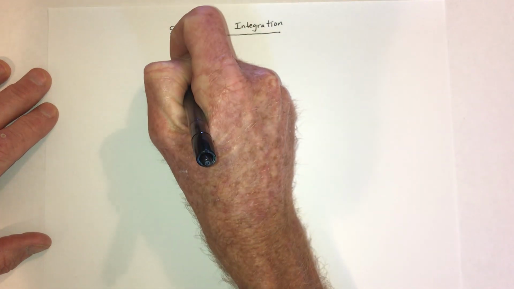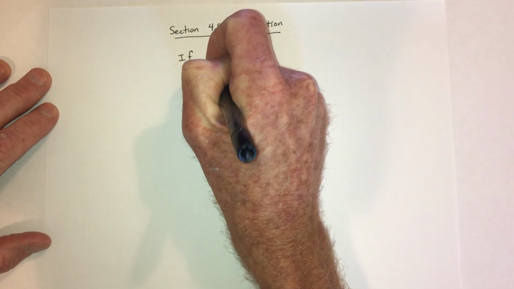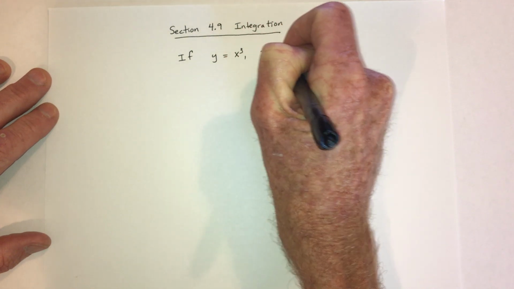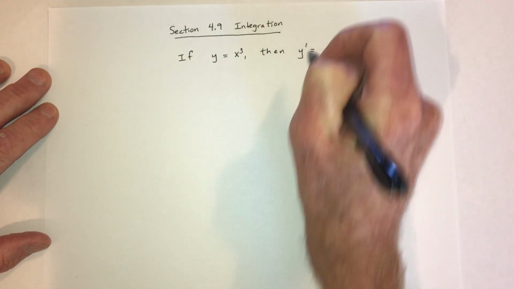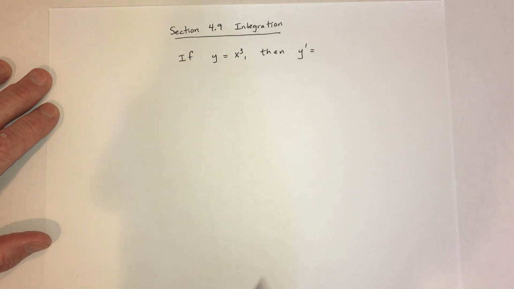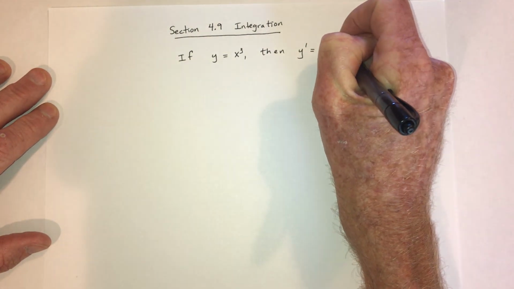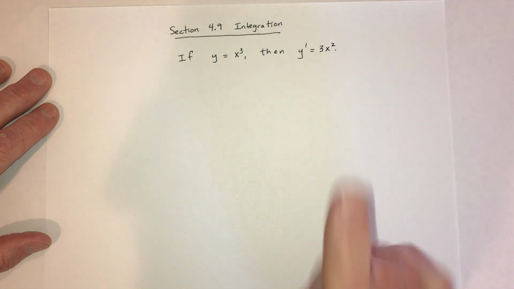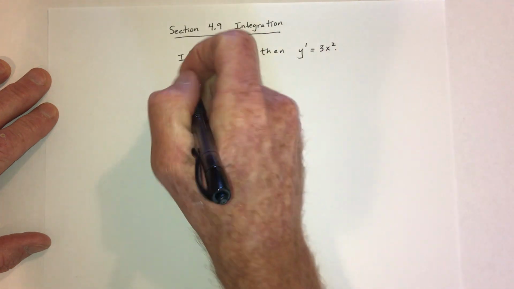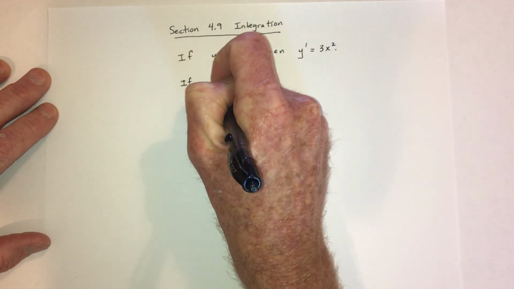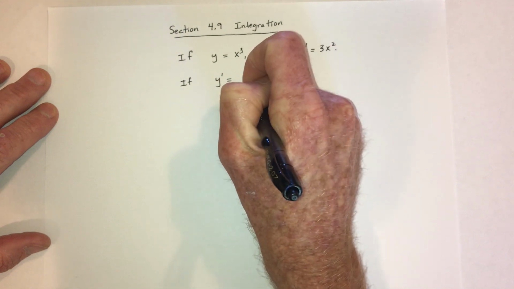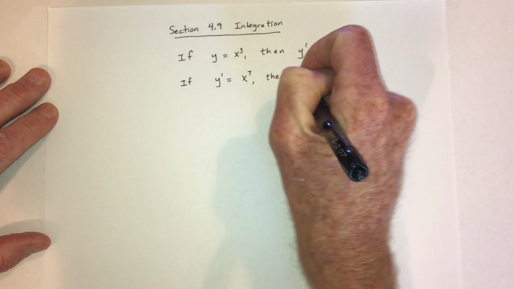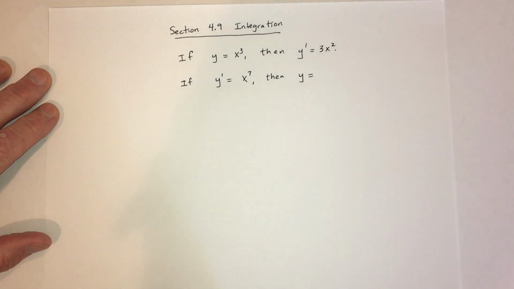If y is equal to x cubed, then what's the derivative? You're right, 3x squared. That's taking the derivative. Integration goes the other way around. It says if y prime is equal to x to the 7th, then what was the original function?